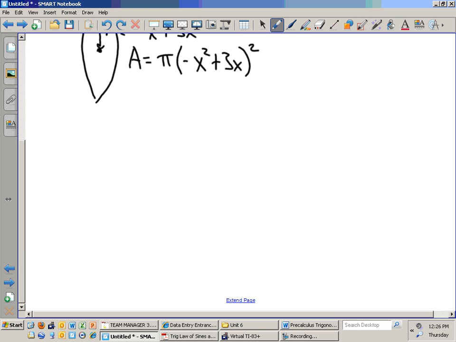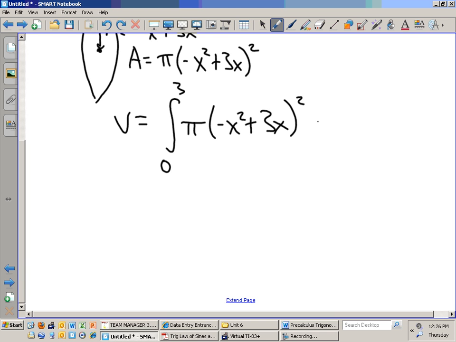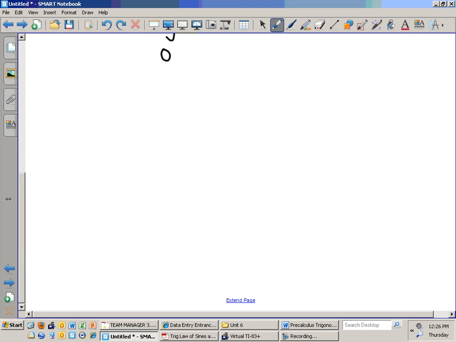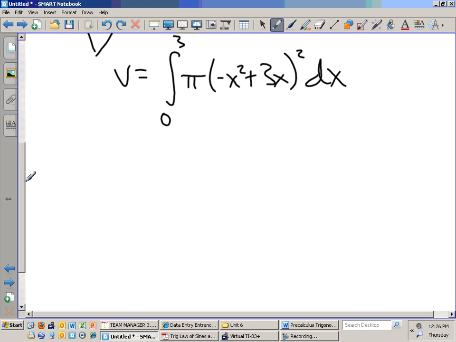And in order to find the volume, I could simply integrate my area. So I'm going to integrate from 0 to 3 of pi times negative x squared plus 3x quantity squared dx. So the first question is, do you have your integral set up correctly? That's how we set it up. Then the second question is, right now we're doing algebra.